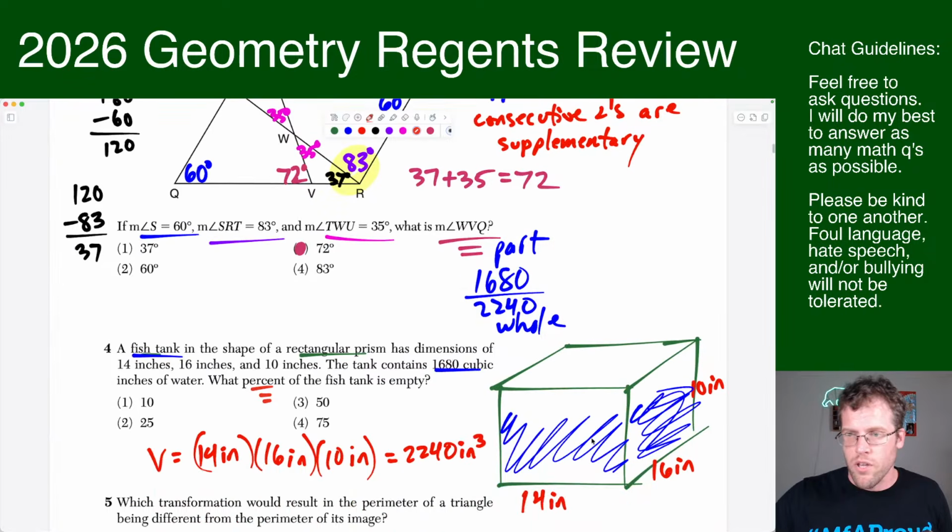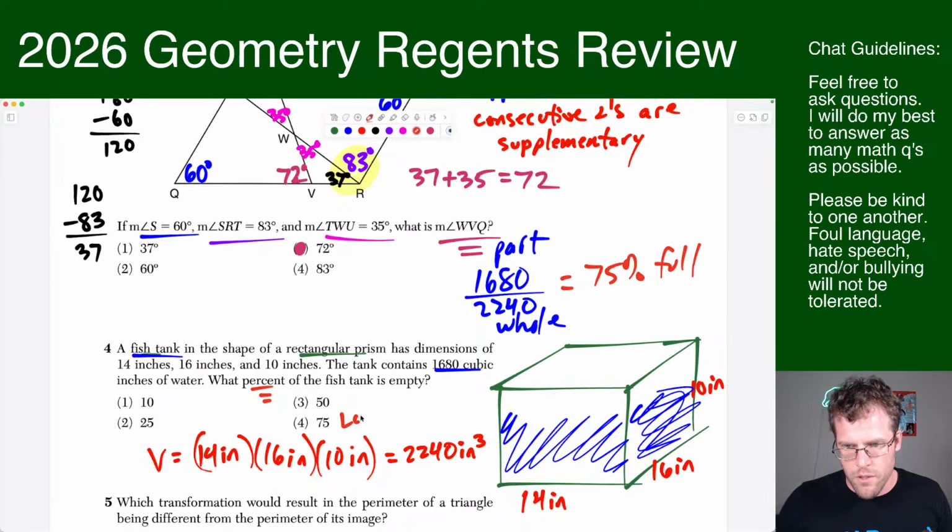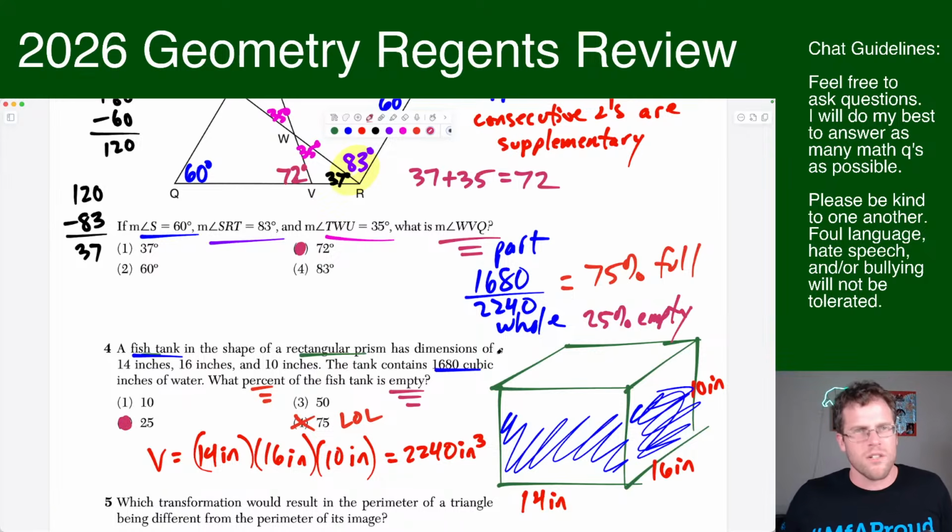So we get this and we're like, all right, it's 75% full. And then this is like, LOL, bear trap. Don't choose that. They're asking you what percent of the fish tank is empty. So what percent empty, not full. So if 75% full, then 25% empty. All right, that's kind of mean that they do that. You do all this amazing work and like, haha, we said empty. It's like, all right, you got me.